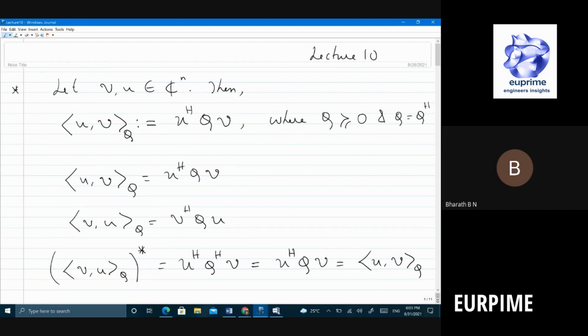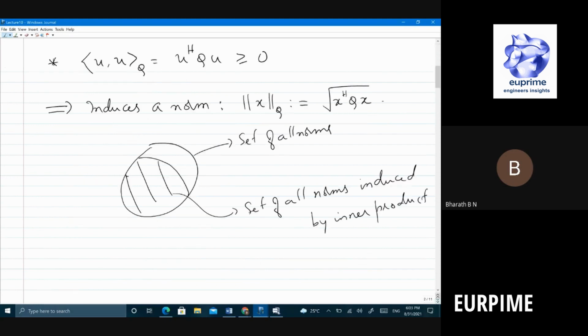So V transpose U, or V Hermitian U, is not the only way by which you can define inner product, right? There are other ways. So one way was basically you look at U Hermitian Q V, where Q is a positive definite matrix, then this also mimics the inner product. Therefore, this is a new inner product. So the moment you keep on changing Q, you'll get different classes of inner products. And this induces a class of norms also, right?